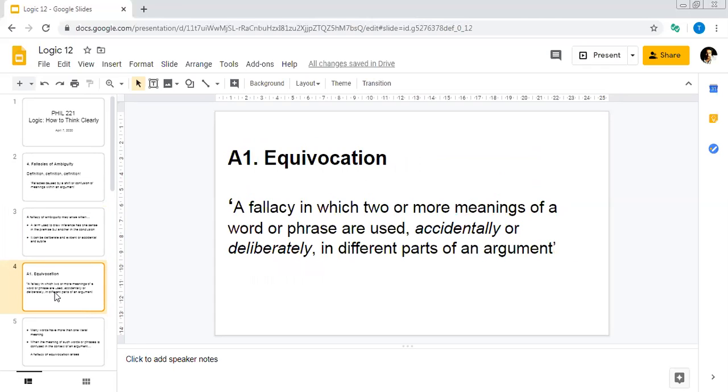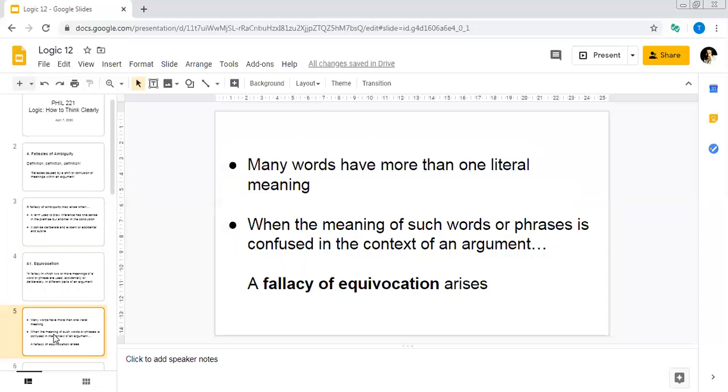Let's look at the first one, which is equivocation. The fallacy of equivocation is one in which two or more meanings of a word or phrase are used, accidentally or deliberately, in different parts of an argument. This is the clearest of all the cases. You have a word or a phrase, a combination of a few words, and the meaning of that word or phrase is used in different ways within the argument. It could be used in one way in the premise and in another way in the conclusion.